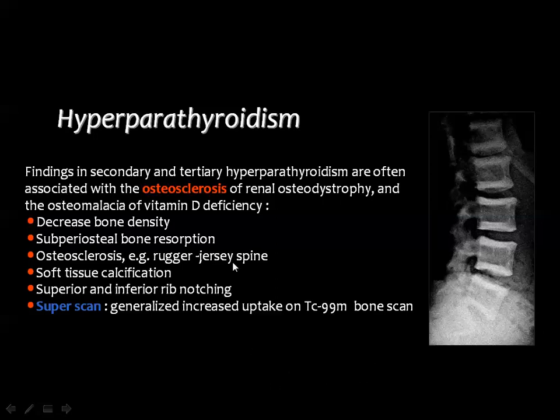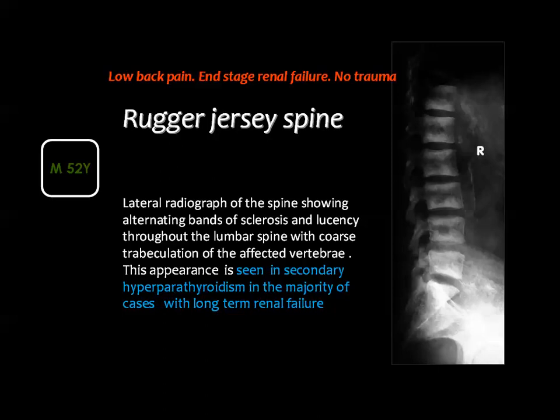Then there is decreased bone density in the middle part of the vertebra, and there is osteosclerosis of the end plates, resulting in this rugger jersey spine, with the presence of calcium in the soft tissues as well. Whenever you have bone scanning, you get what is known as a super scan, which means that there is increased intense uptake in the affected vertebra. And this is a classic appearance by plain X-ray of the rugger jersey spine.